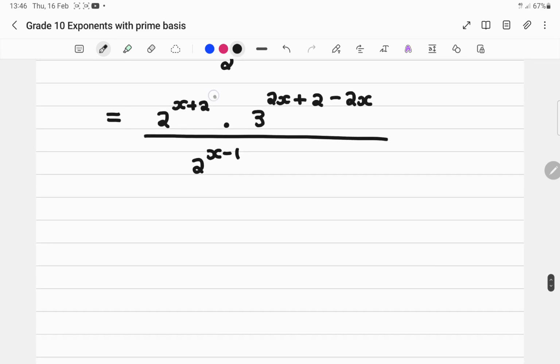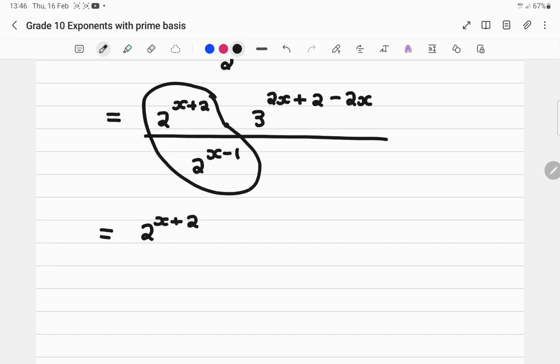Then I'm going to divide out these two terms. Why those two? Because they've got the same bases, so I can divide out. So it will be 2 to the power x plus 2, and when you divide, you subtract your exponents. And over here, 2x minus 2x will fall away, and you are left with 3 squared.